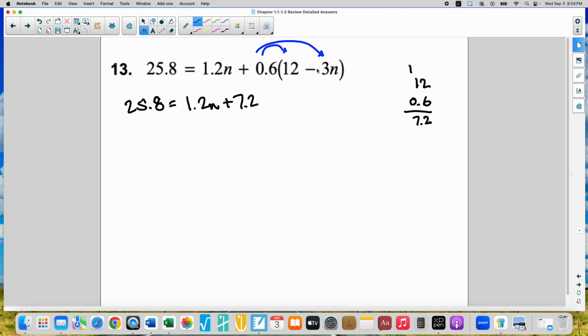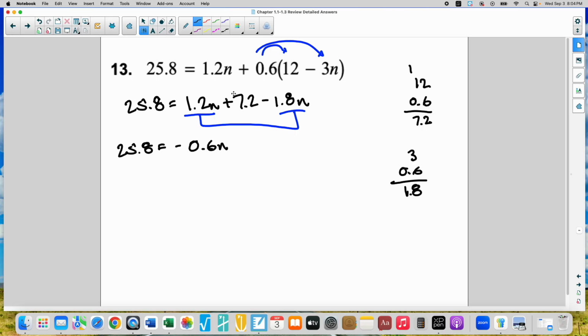0.6 times negative 3. 6 times 3 is 18, 1 decimal point. So it's going to be negative 1.8n. Let's combine like terms. The signs are different, so I'm subtracting. 25.8 equals, so that's going to leave me with negative 0.6n plus 7.2.